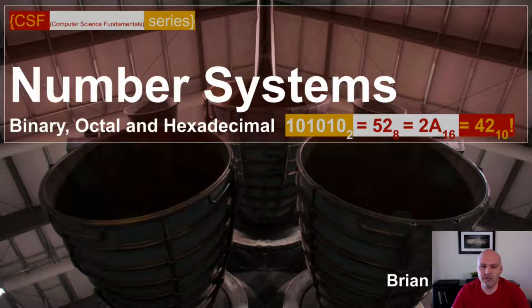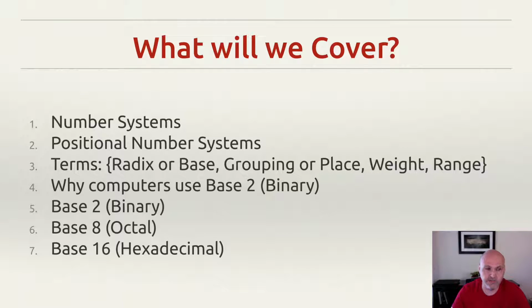We're not going to be able to understand a computer and how it works at its most fundamental level until we have a good grasp on these number systems and how to convert between them. We're going to explore a very short history of them and how we got to using what we call a positional number system that we use today. We're going to have some terms like a radix or base, a grouping in place, weight, and range. We're then going to look at conversion between bases.